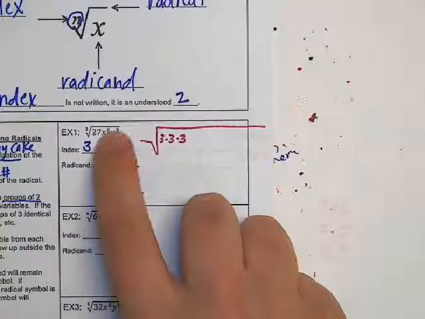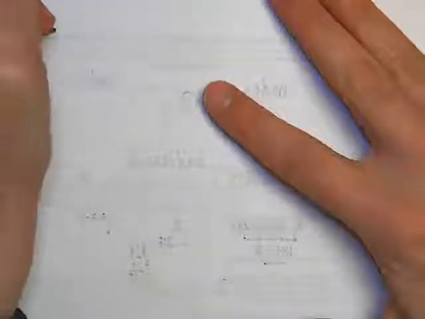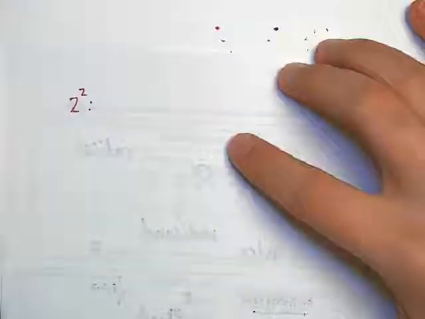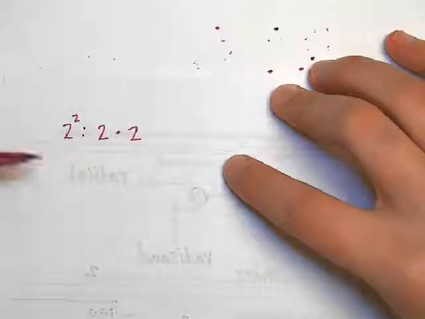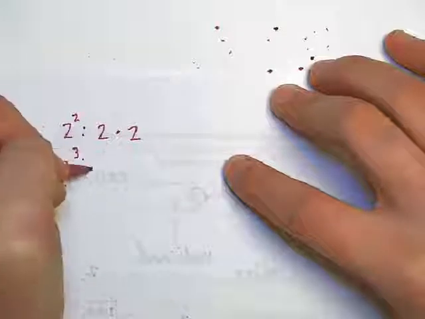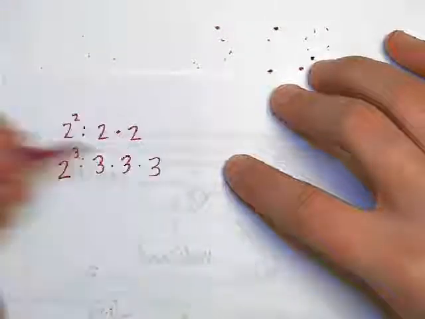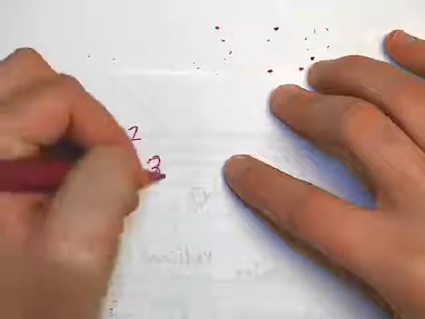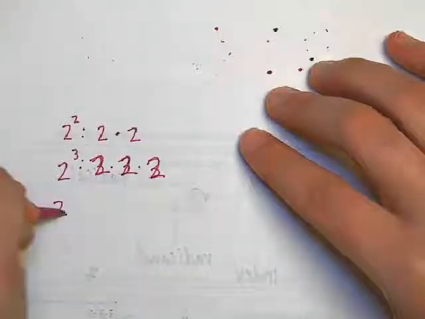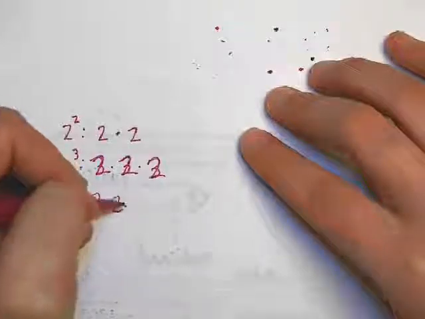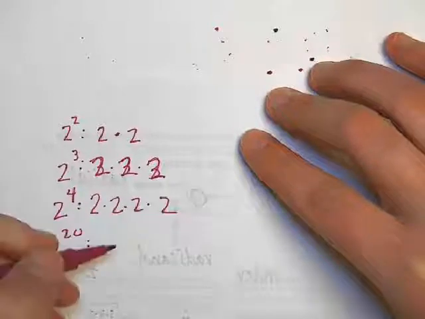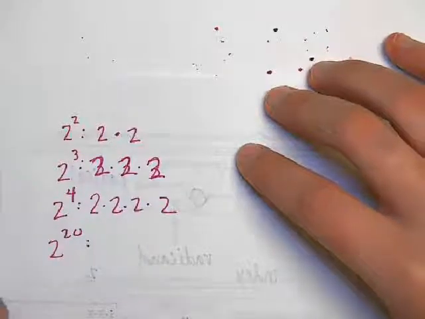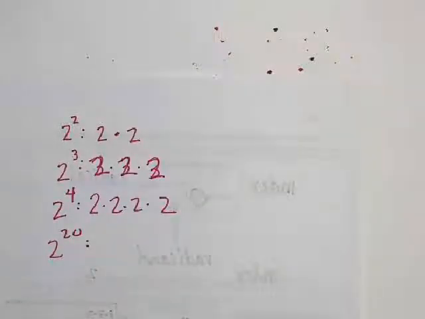Now I've got the x to the 5th. 2 squared is really what? No, it's really just 2 times 2, right? 2 cubed is really what? 2 times 2 times 2. 2 to the 4th is really 2 times 2 times 2 times 2. 2 to the 20th would be 2 times 2 times 2, 20 times. And pay attention. Okay? Does everybody understand?